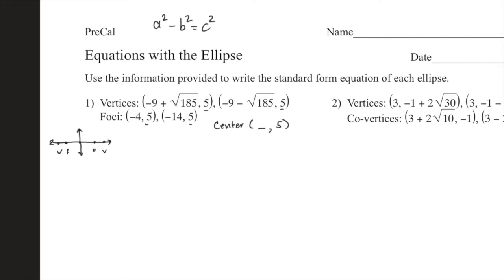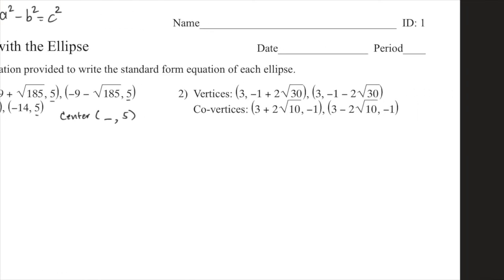However, if you're given anything that looks like this, where you have a coordinate plus or minus some radical, you can see that in several of these, in both the vertices and the covertices in this example right here. So you have 3 and then -1 plus the radical, and then 3, -1 minus the radical. Interestingly enough, I have the same kind of situation: the 3 plus something, the 3 minus something, and I have the -1 for the y coordinate.